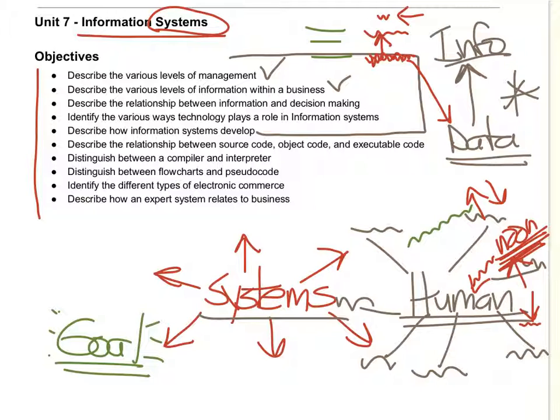We're going to talk about the relationship between information and decision making. Okay? So we have this hierarchy of management. We have really kind of a hierarchy of information, and how does management use this information in order to make decisions?